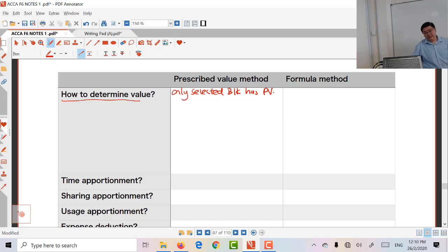Not all benefits have a PV. Only selected benefits have a PV. I'll come to that later. When you don't have PV, you don't have a choice. You have to use formula. No choice. So for BIK without PV, you must use formula.